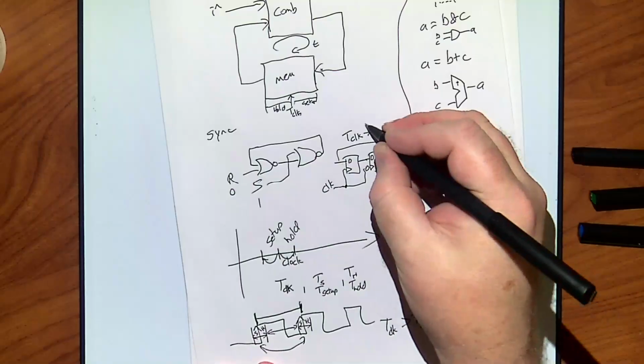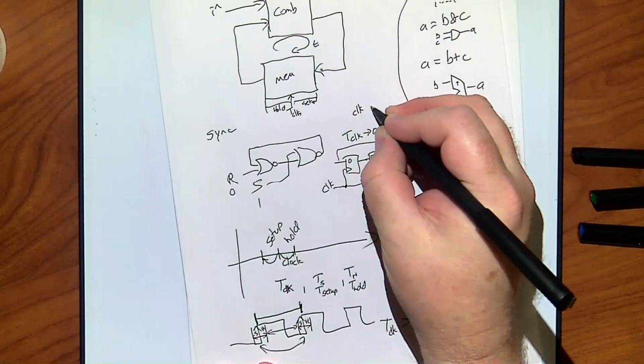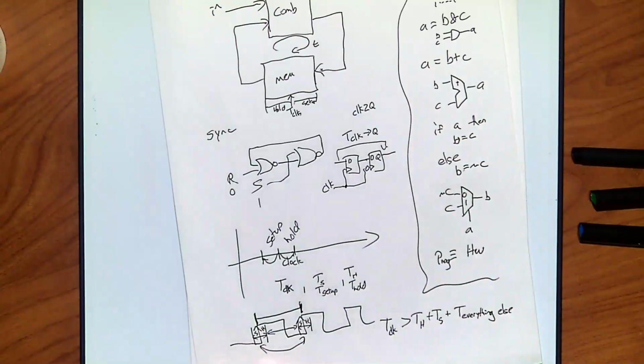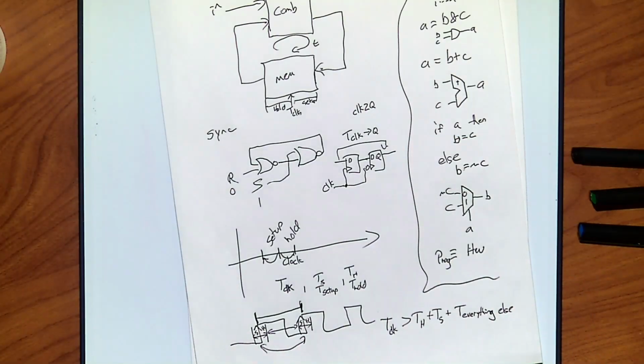You'll see this written as a shortcut like clock the number 2, Q. Sometimes they'll put a T there, clock TQ, meaning clock to Q. Depending on the thing, they'll give it a lot of different names, but that's what it means. How long does it take once the clock hits for the inputs to become available on the outputs, for the change to have settled? Technically that covers, in some sense, the whole thing.